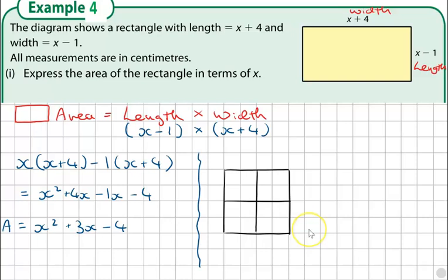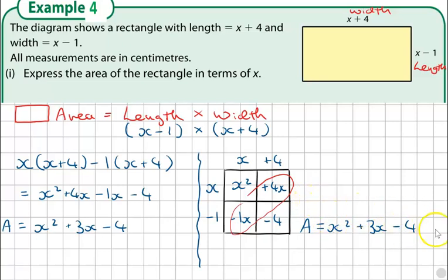If we'd used the box or the array method, so x minus 1 times x plus 4, we would have got x squared minus 1x plus 4x minus 4, which again simplifies to x squared plus 3x minus 4, so same answer.